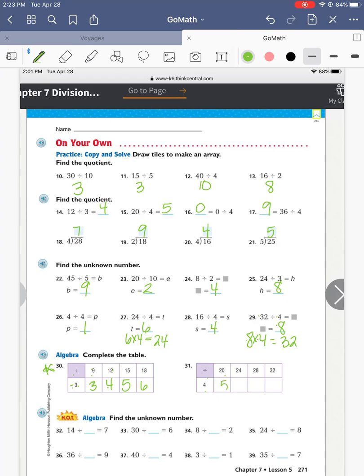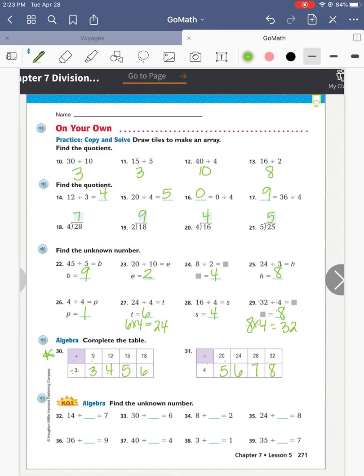So 20 divided by 4 is 5. 24 divided by 4 is 6. 28 divided by 4 is 7. And 32 divided by 4 is 8.